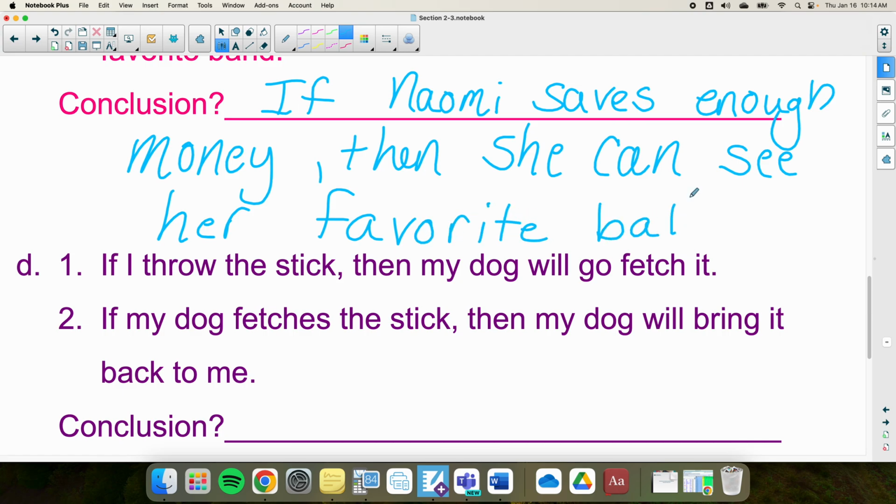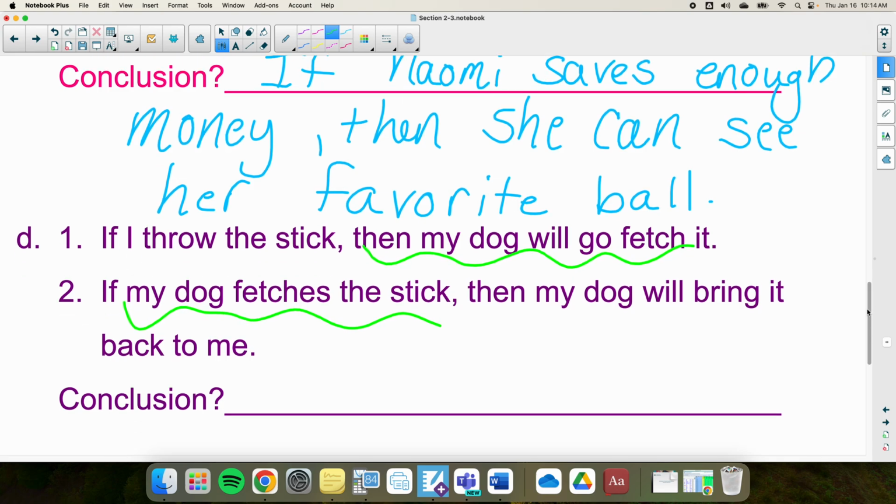This one says, if I throw a stick, then my dog will go fetch it. If my dog fetches the stick, then my dog will bring it back to me. Does that work? Yes.